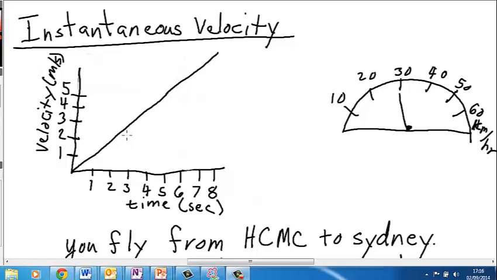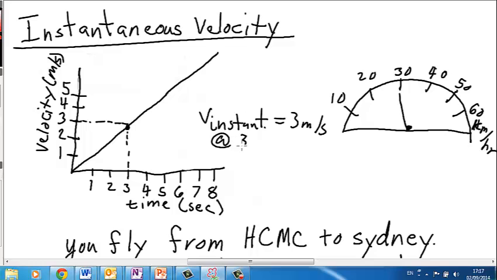We can also read instantaneous velocity from a graph of motion, like the velocity over time graph I have here on the left. So if I look at this, say I want to know the instantaneous velocity at 3 seconds. I can draw a dotted line up from my 3 seconds and see where it meets my graph. So at 3 seconds, I am going 3 meters per second. So my instantaneous velocity is 3 meters per second at 3 seconds.